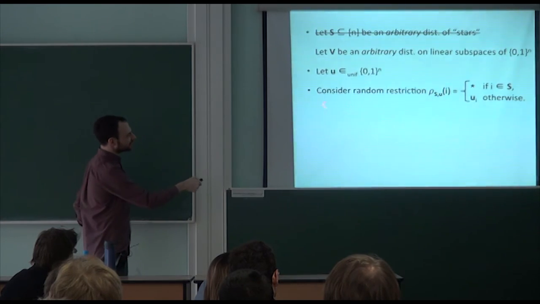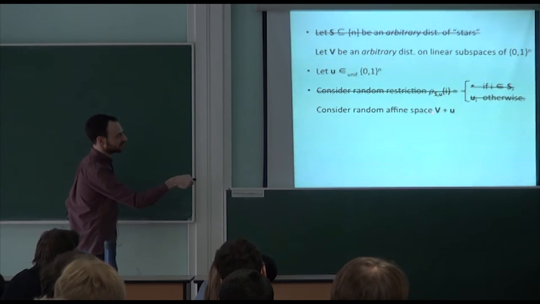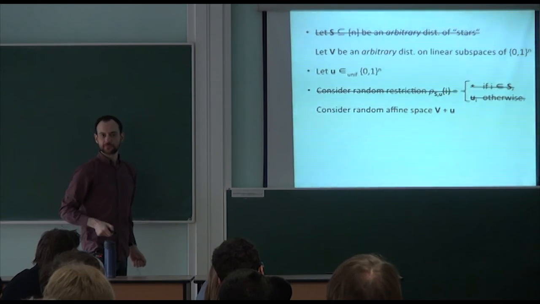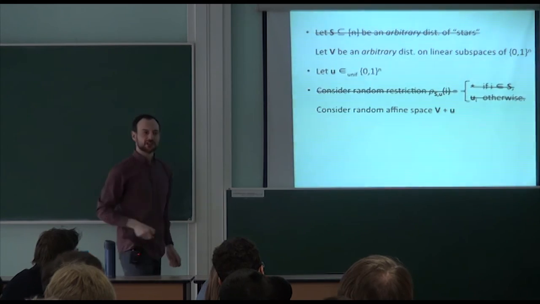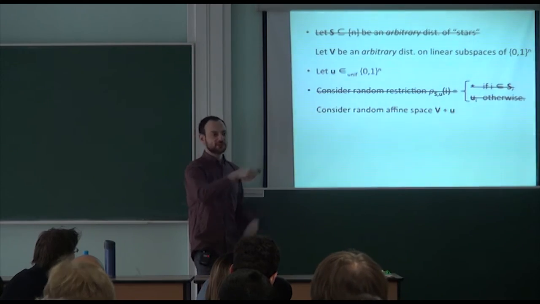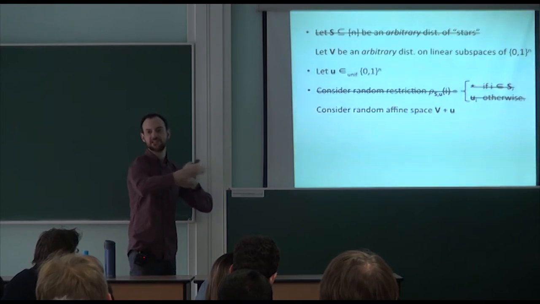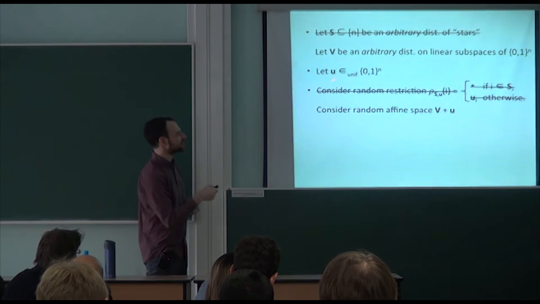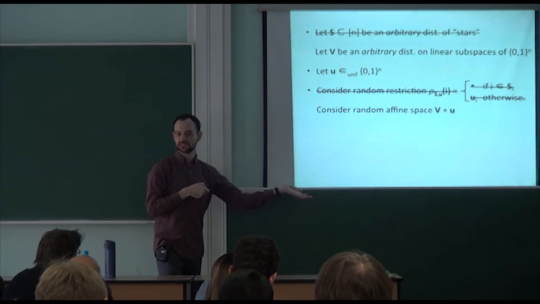And now, instead of this random restriction like this, we just consider the random affine space V plus U. And as before, V and U are going to be independent. So we have any distribution we want on linear subspaces. But then once you sample from that, we're taking a uniform random translation of that space. And that corresponds to being unbiased with respect to assignments once you fix the stars.